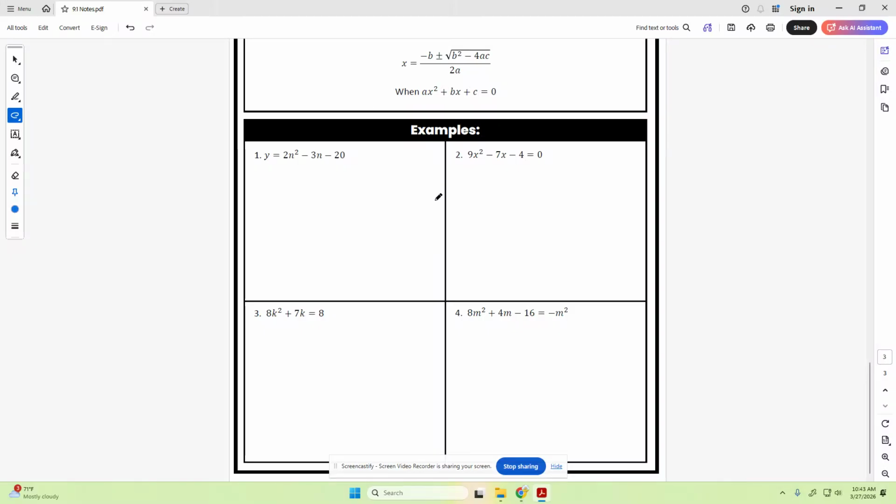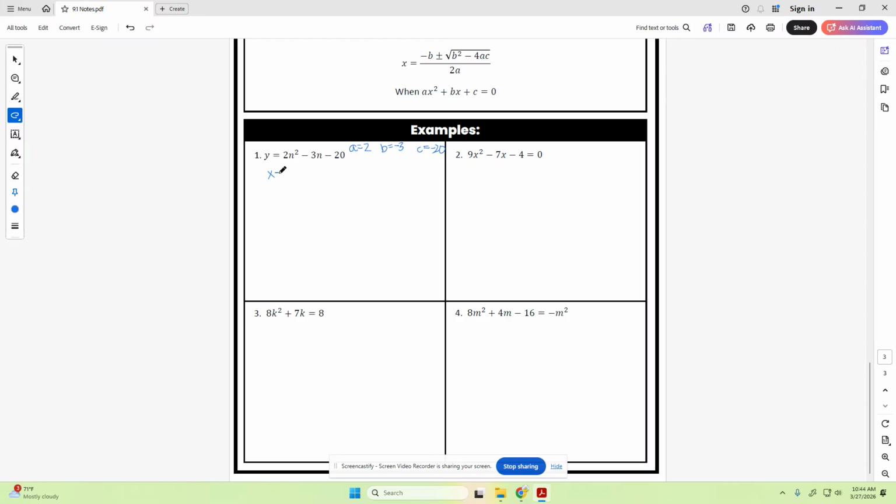In number 1, I would recommend, especially in the beginning, go ahead and write down what A, B, and C are. So in number 1, A is equal to 2, B is equal to -3, and C is equal to -20. I'm just going to plug these three numbers into this formula where I see those variables, and then I'm going to follow my order of operations to simplify. The steps in which you simplify are the same for every single one. So let's look at that.